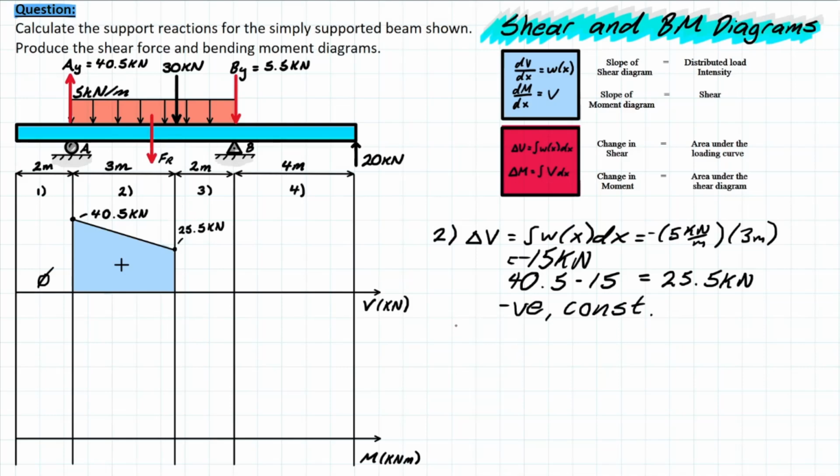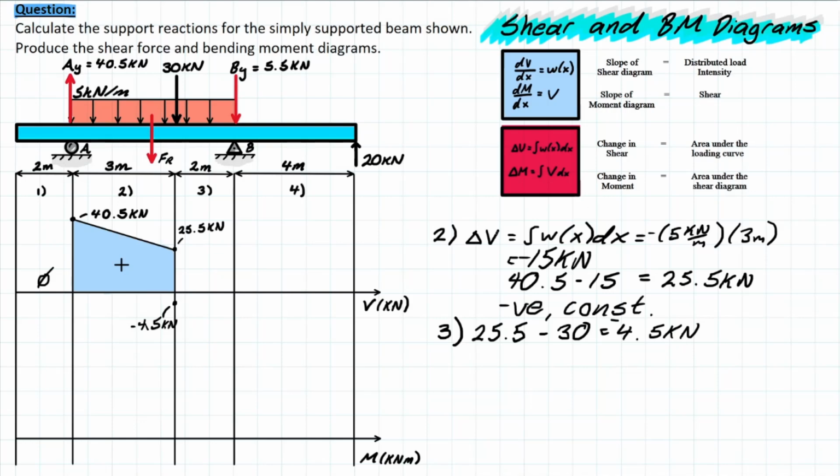Next part, we go to section 3. We first need to start with this 30 kilonewton force as a jump downwards. That jump downwards is going to be 30 subtracted from 25.5. So we have 25.5 minus 30, which is going to give you a value of 4.5 kilonewtons negative. So it's going to be negative 4.5.